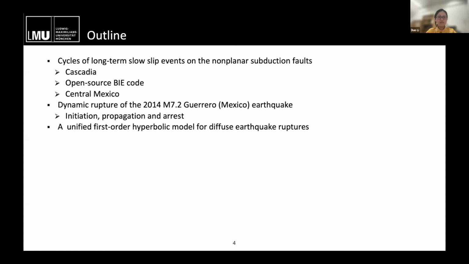I will use the Cascadia and Central Mexico subduction zones. And then I will show how we can use the slow slip cycle model to inform the dynamic rupture of the 2014 Guerrero earthquake. And at the very end, if I have time, I will quickly introduce a model that we are developing for a unified diffuse earthquake rupture.